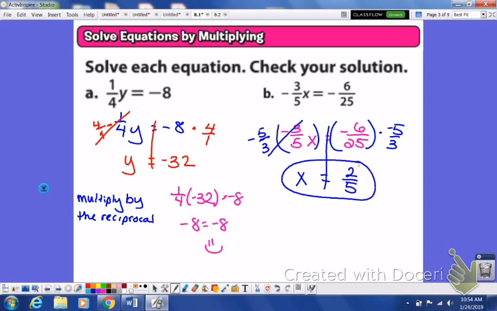Now you can substitute that back in order to check your solution. For now, I'm going to skip that. You'll see at the bottom of the page there is some vocabulary. We will talk about that in class.